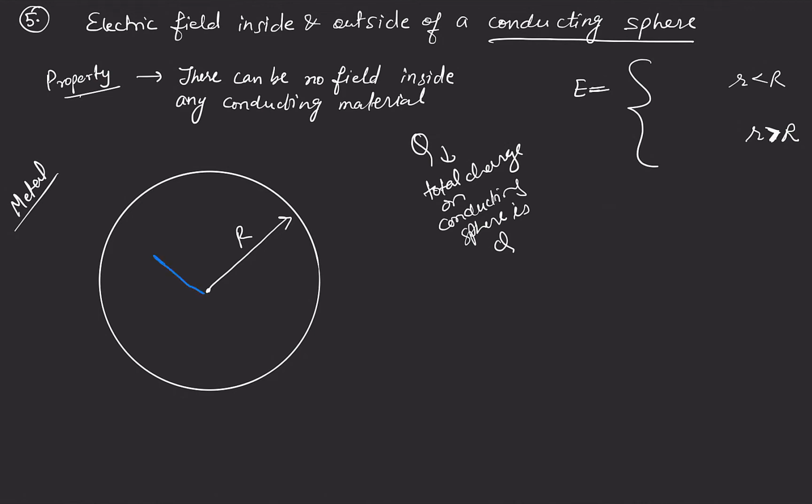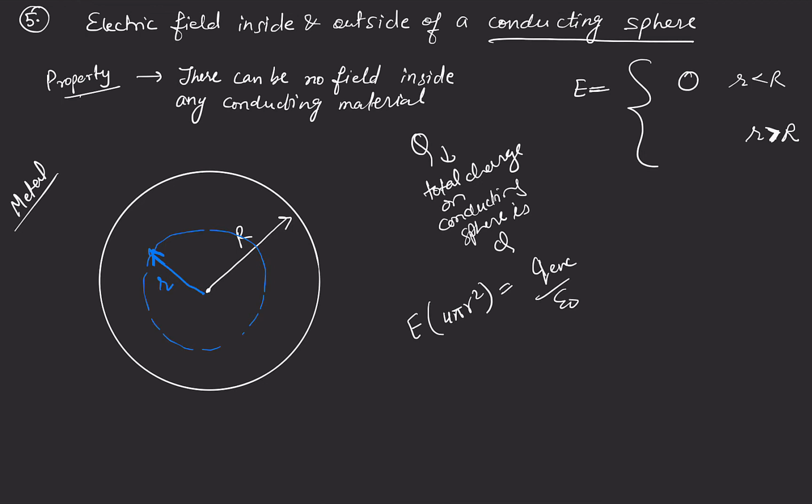So if we take any point inside this, the electric field at this point should be 0. So for r less than R, electric field is 0. This is by the property. But one thing to note is the electric field at this point can only be 0 if the charge enclosed is 0, because E into 4 pi r square is equal to Q enclosed by epsilon naught.